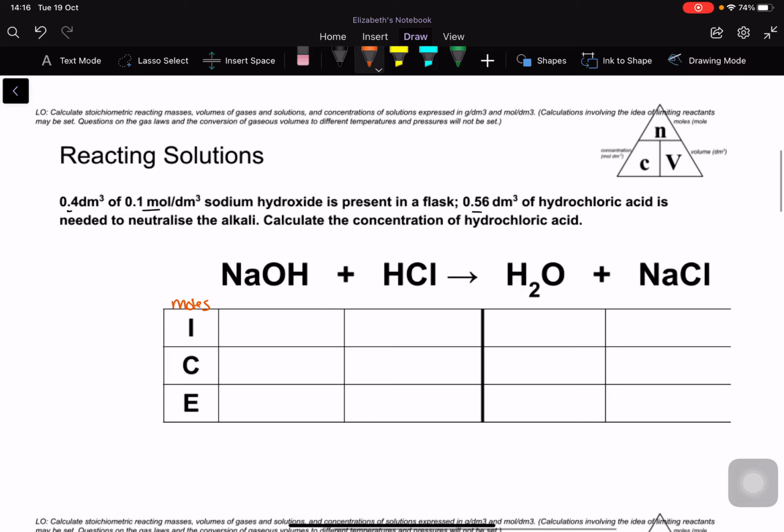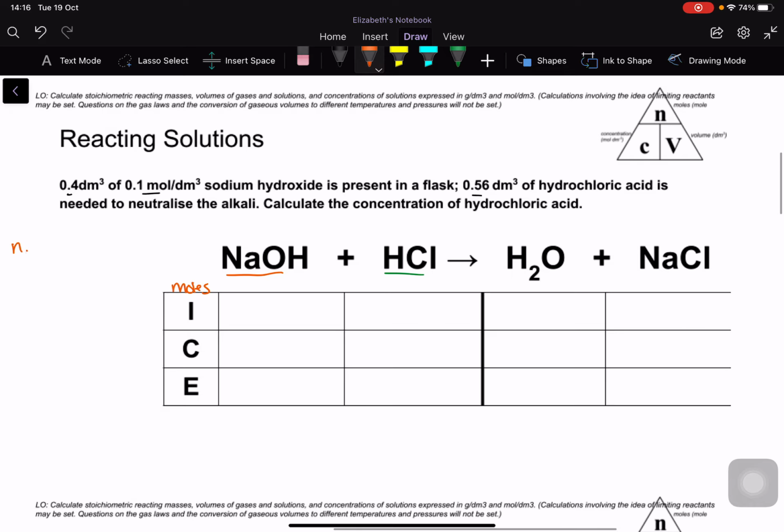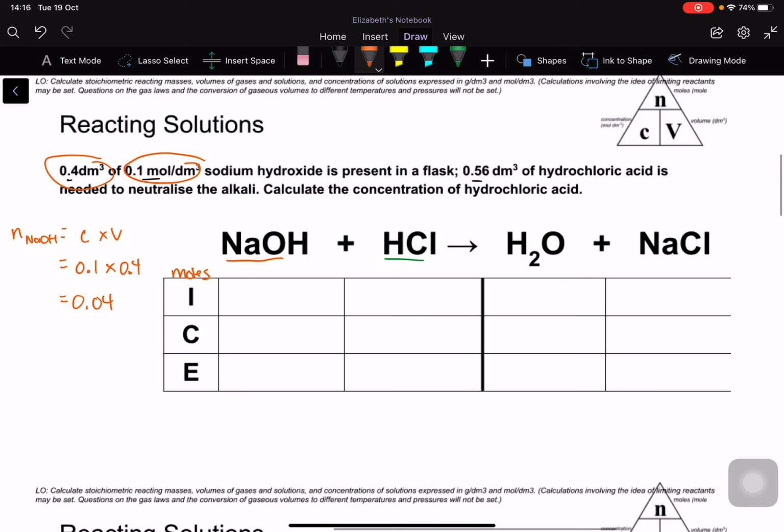So before we do anything, let's first figure out how many moles of sodium hydroxide we have, and then see if we can figure out how many moles of HCl there were. My equation is already balanced, so I'm going to skip that step and move on to finding the moles of sodium hydroxide. According to my equation triangle, moles is concentration times volume. I'm given the concentration over here, 0.1, and the volume over here, 0.4 decimeters cubed. So my number of moles of sodium hydroxide is 0.04 moles.